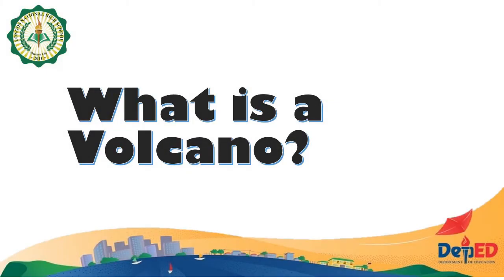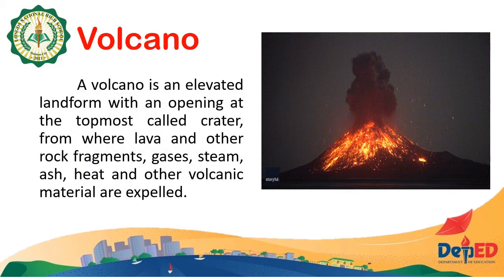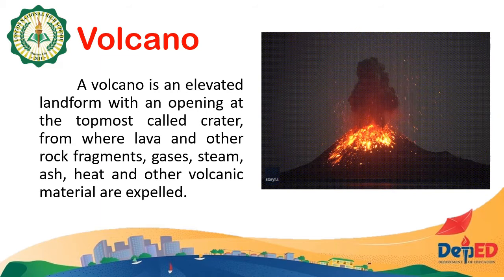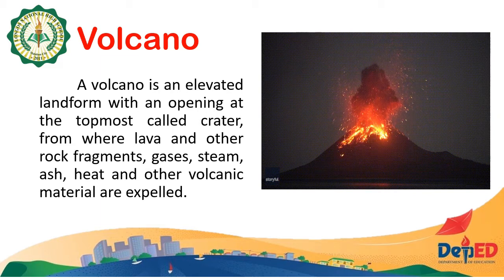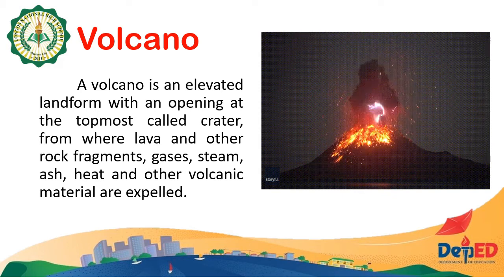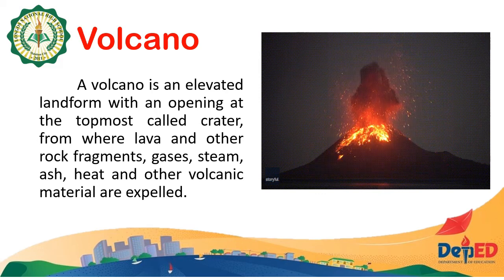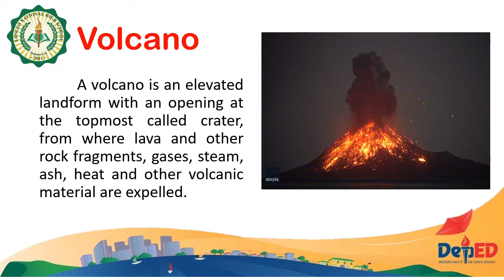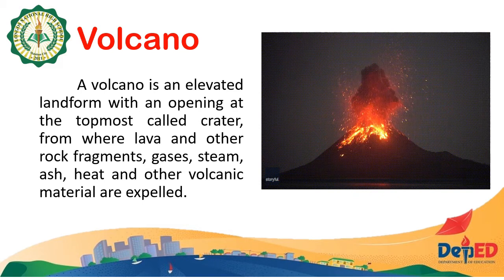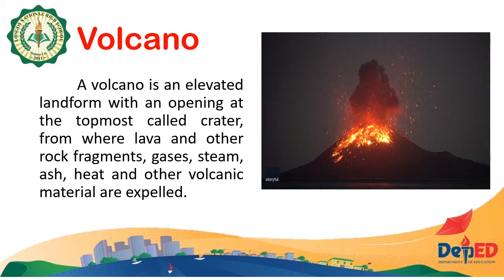What is a volcano? A volcano is an elevated landform with an opening at the topmost called the crater, from where the lava and other rock fragments, gases, steam, ash, heat, and other volcanic material are expelled. Most of the active volcanoes in the world are in the countries that lie along the Pacific Ring of Fire. This area has frequent volcanic eruptions and earthquakes.